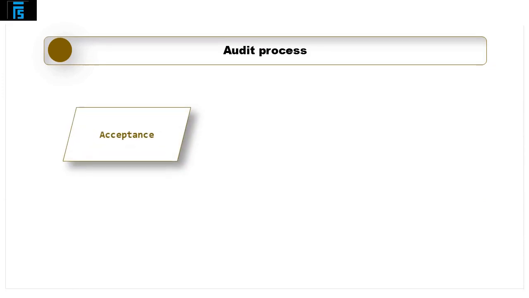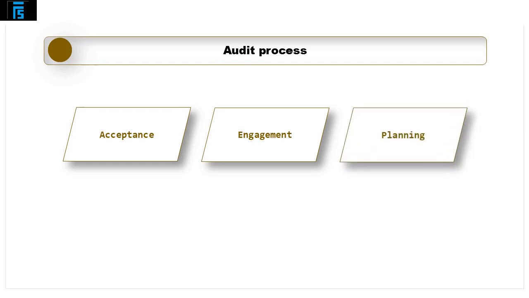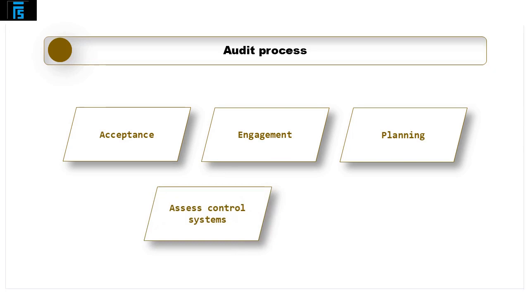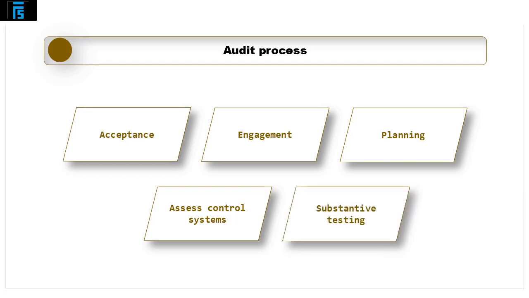The acceptance stage, where the auditor considered whether they should accept the audit engagement. The engagement letter, where the client and auditor agreed the terms of the audit assignment. The planning stage, where any audit risks were identified and a strategy formed, documenting a plan needed to complete the audit properly. The assessment of control systems, where the auditor identified any control deficiencies and tested controls for their reliability. And the substantive testing stage, where the auditor completed audit procedures to identify any material misstatements within the financial statements.